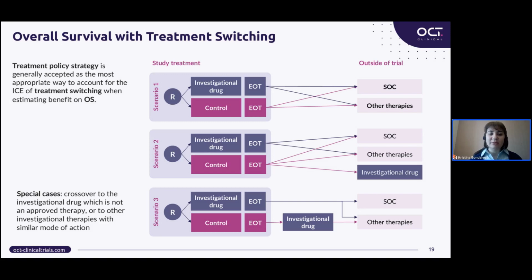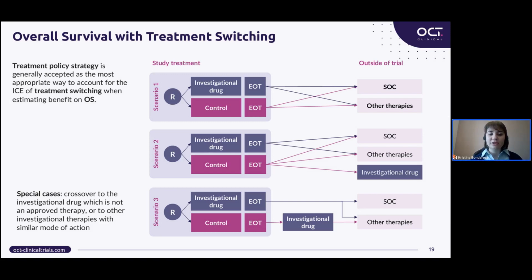In the second display, patients from the control arm may switch to the investigational drug, which is already an approved treatment, or is soon expected to be approved as next line of treatment. This situation also reflects clinical practice and can be handled by treatment policy strategy.